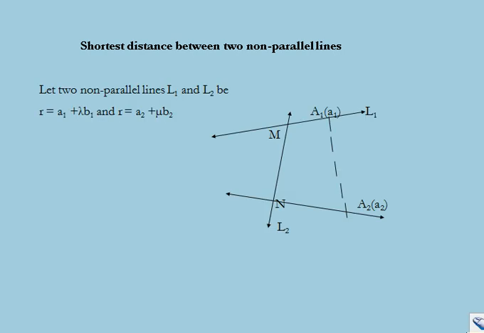Next we are going to evaluate the value of the shortest distance between two non-parallel lines. For that, let the two given non-parallel lines be L1 and L2, whose position vectors are given as vector r equal to vector a1 plus lambda vector b1, and for L2 we have vector r equal to vector a2 plus mu vector b2, where lambda and mu represent real numbers and are known as parameters.